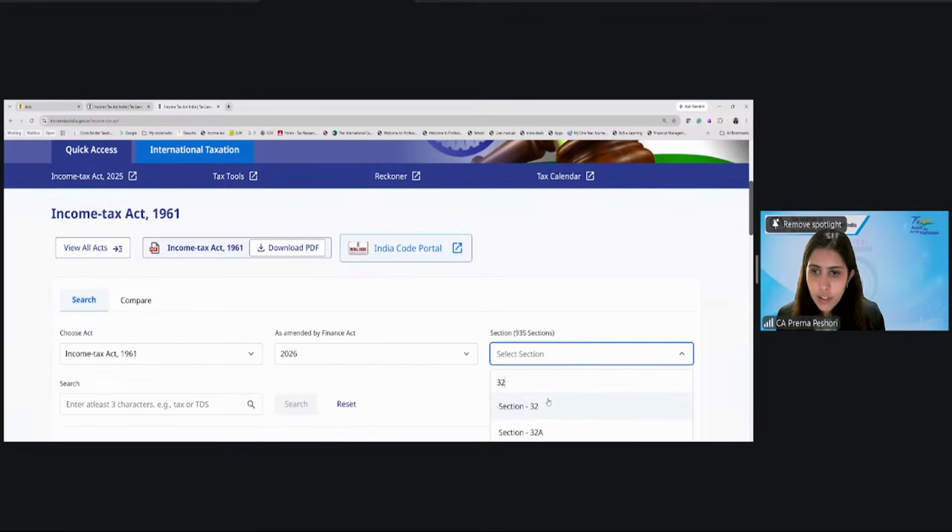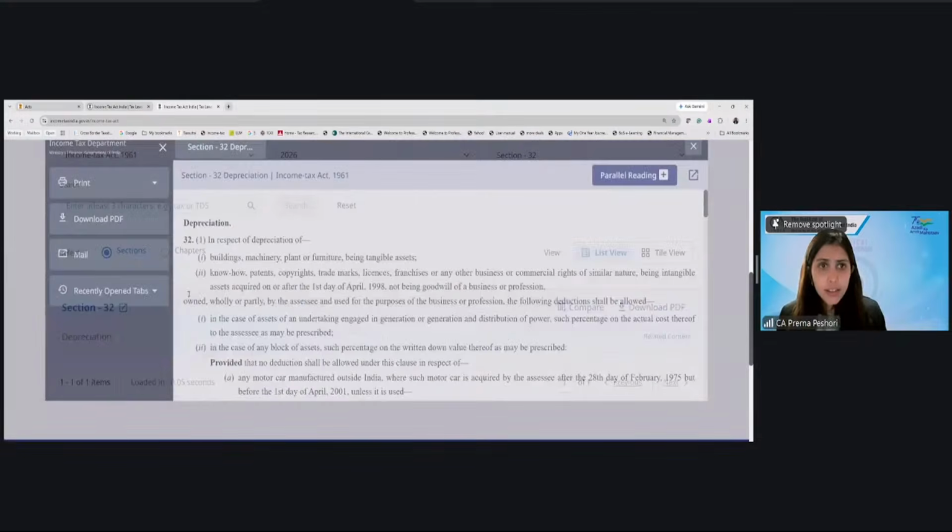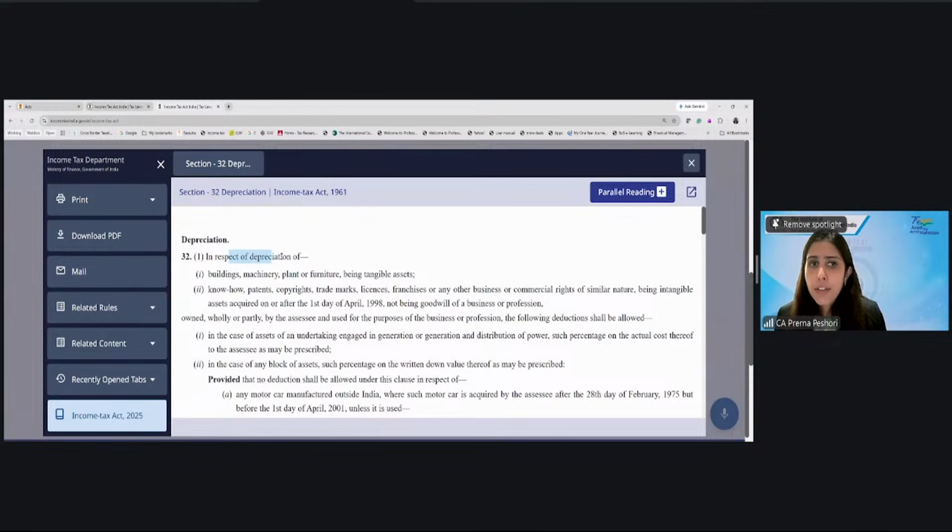So erstwhile section 32, which was there. Let's see, yeah. It talks about in respect of depreciation. Obviously, the new act also talks about it in a similar way. It says know-how, patents, copyrights, trademarks, licenses, franchisee, or any other business or commercial rights of similar nature. Now, while interpreting this term, the act does not clearly mention what I understand by other business or commercial rights, right? It is not very clear.